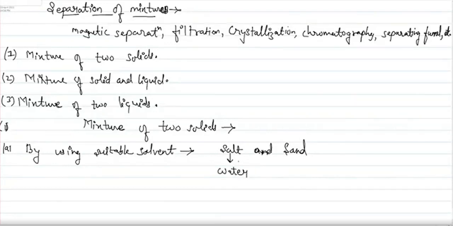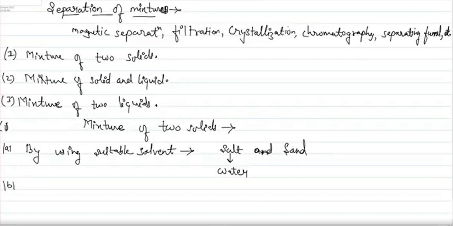So what we will do is add water to this mixture, and the salt present in the mixture will get dissolved in the water. Then we can remove that water, and as sand is insoluble in water, the sand will be left alone, and the salt and water will be removed from this mixture. This type of method can be used to separate two solid mixtures.